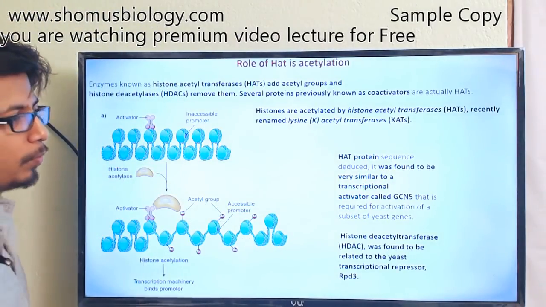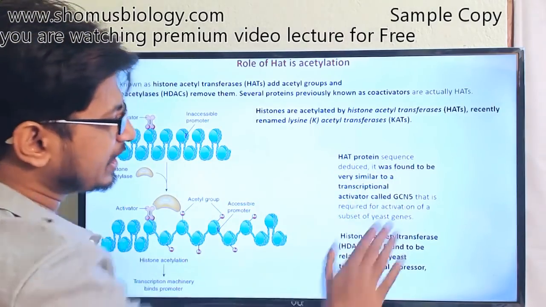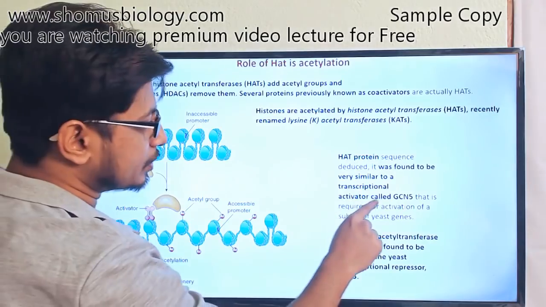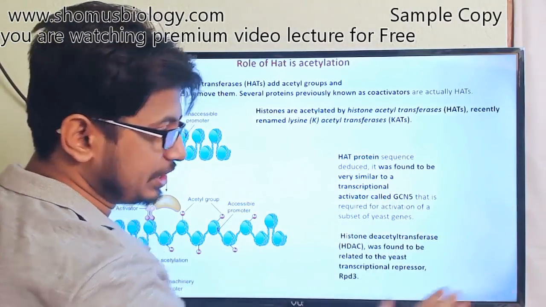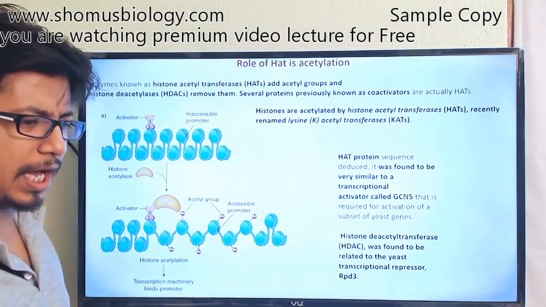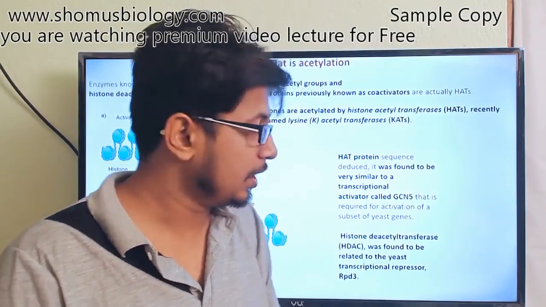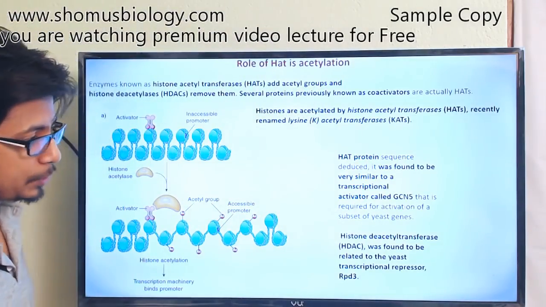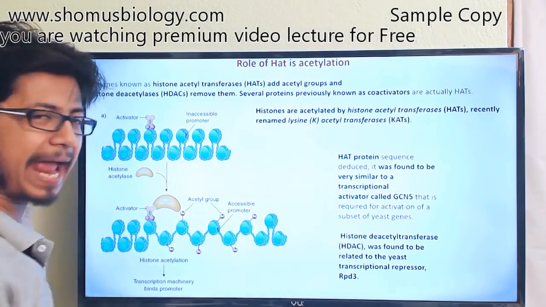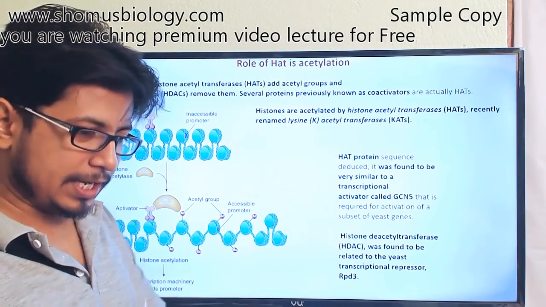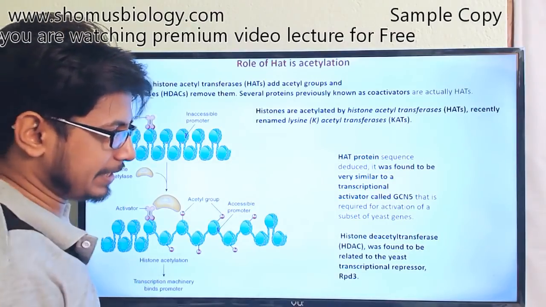Now the question is, how exactly does this histone acetylation occur? How exactly does this protein work? This HAT protein sequence was found to be very similar to the transcriptional activator known as GCN5, which is required for activation of a subset of yeast genes. A lot of yeast genes are under tight regulation, with tight coiling of the DNA, which is not accessible to the enzymes for transcription. But GCN5 acts like that enzyme, a homolog of the HAT protein, that can cause the easy release of the DNA so that it can be accessible and do its job.